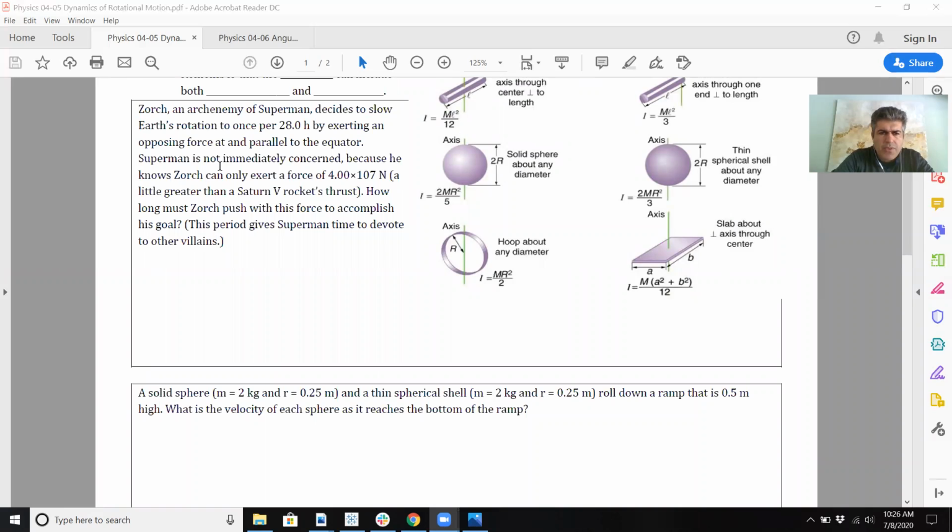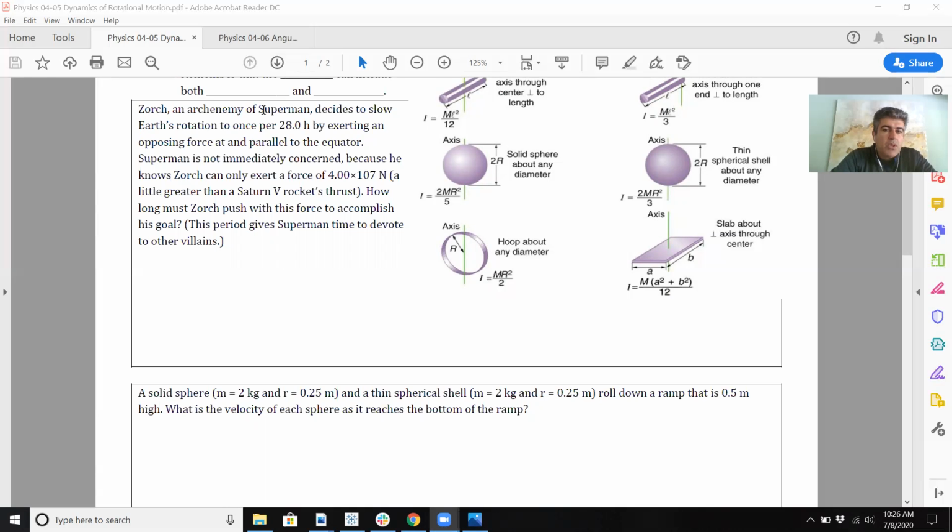So Zorch, an arch enemy of Superman, decides to slow down the Earth's rotation to once per 28 hours by exerting an opposing force at and parallel to the equator. Okay. So obviously we rotate every 24 hours, right? But this villain is going to slow down the rotation of the Earth.